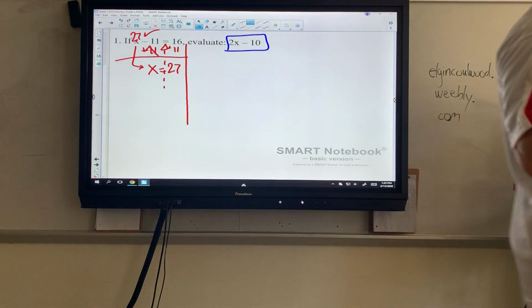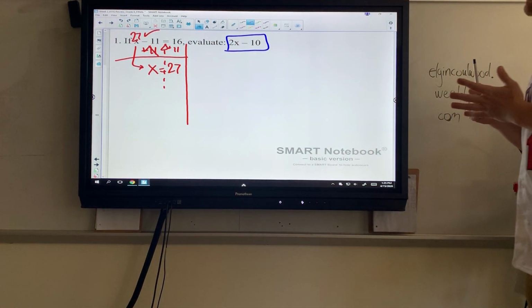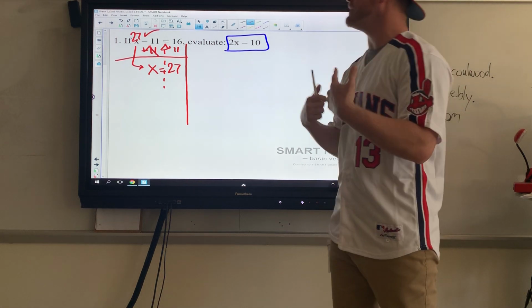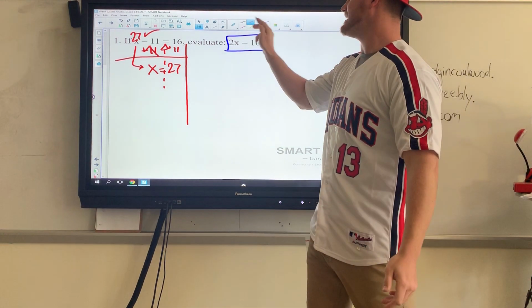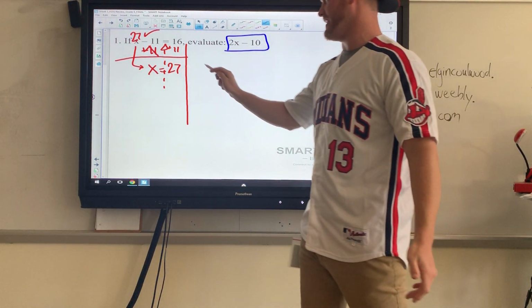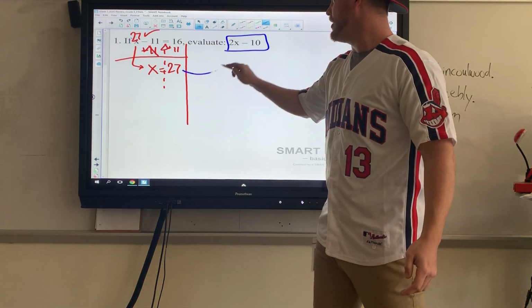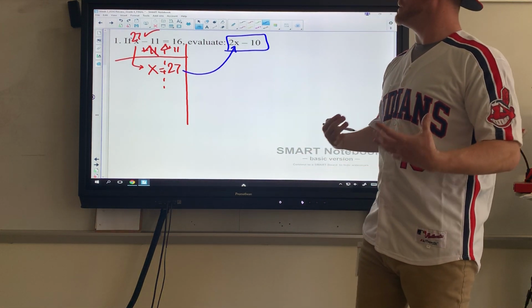Now, know that 27 is going to be an answer choice. That's the trap answer. That's what they want you to choose to try and trick you. But that's not what it's asking. It's not asking for the value of x. It's asking what happens if you plug x into this expression.